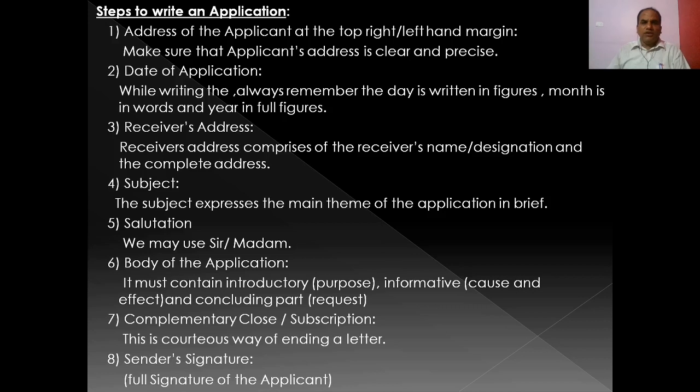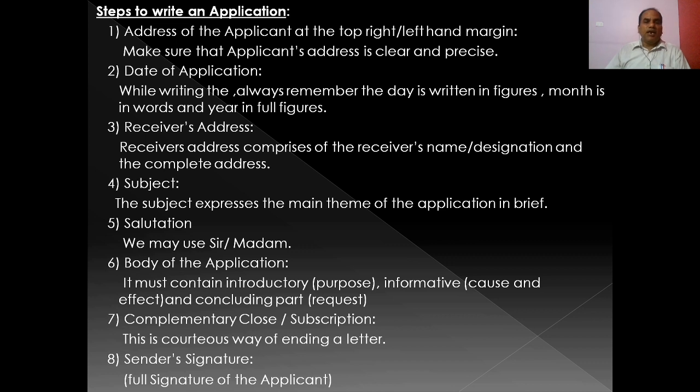Let us first discuss the steps to write an application. When we think of writing an application to any authority, we should write the address of the applicant at the top right or left hand margin, or at the end, on the back side. Make sure that the applicant's address is clear and precise, because the authority would first want to know who the applicant is.